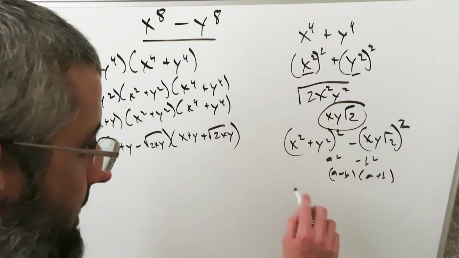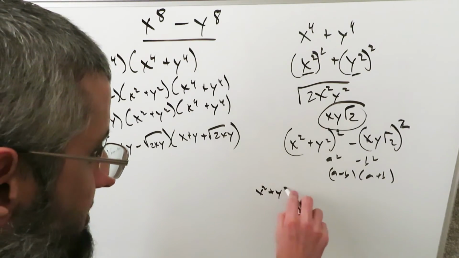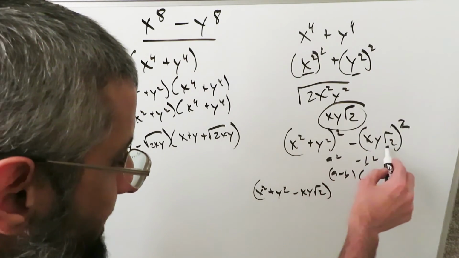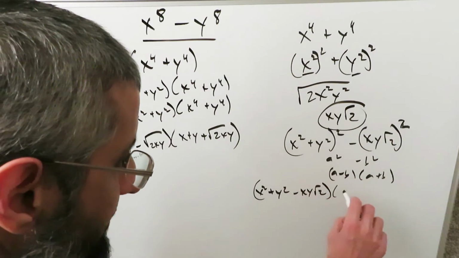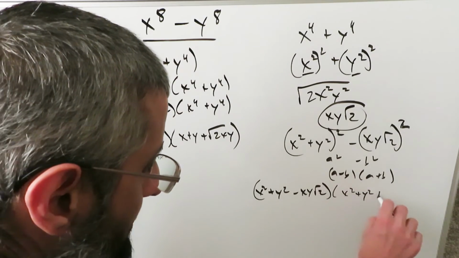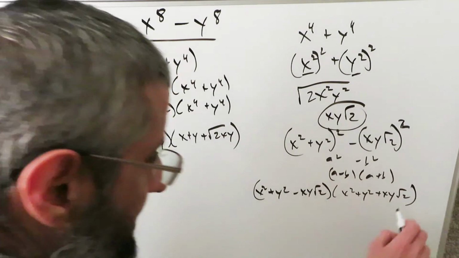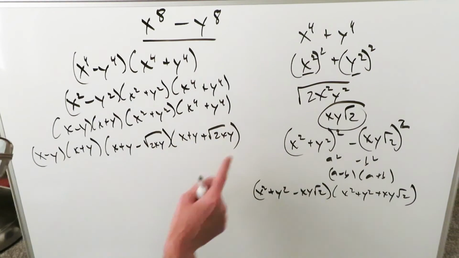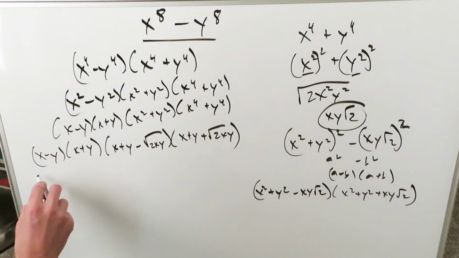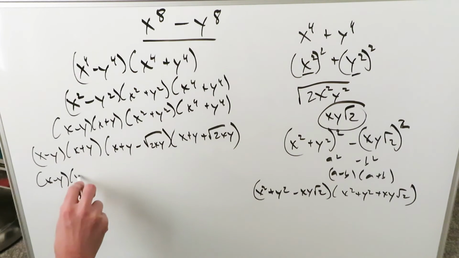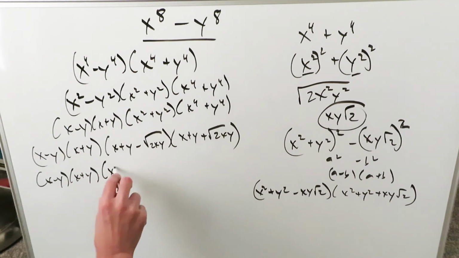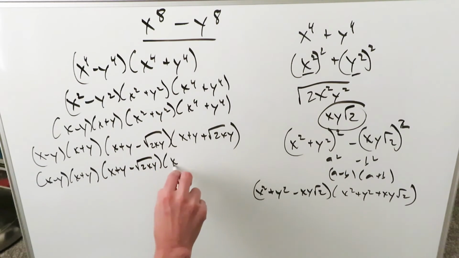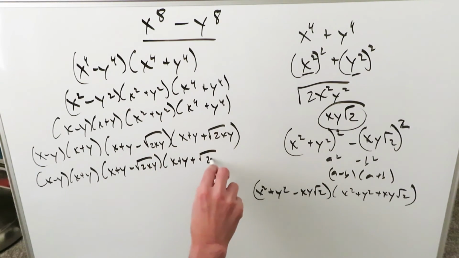Write it out. You'll have x squared plus y squared minus xy root 2, because this is my a term, that's my b term. You're writing a minus b, then you're doing a plus b: x squared plus y squared plus xy root 2. This represents the factors of x to the 4 plus y to the 4, which now I need to bring into my completed picture. x minus y times x plus y times x plus y minus root 2xy times x plus y plus root 2xy.